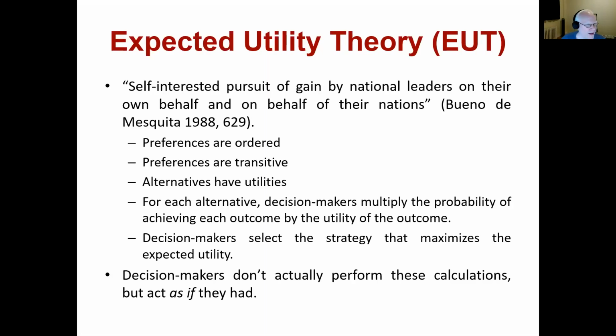So expected utility theory is based on self-interested pursuit of gain by national leaders on their own behalf and on behalf of their nations, right? And expected utility theory doesn't only apply in international politics. This could just be self-interested pursuit of gain by any individual in their own lives, but it also does apply to leaders either going for their own individual gain or for the gain of their nations. And there are a few assumptions that are always made in expected utility theory. If those assumptions are violated, then the theory is not expected to operate. We would not be seeing rational decision making, right?